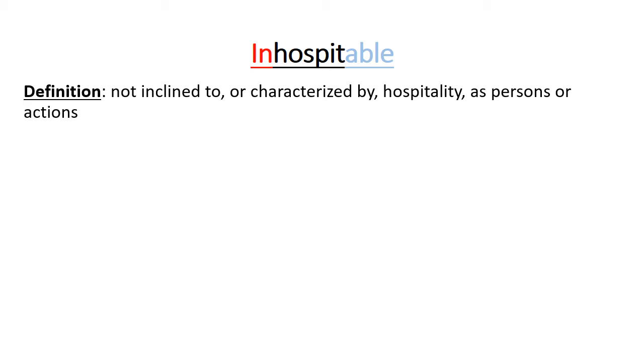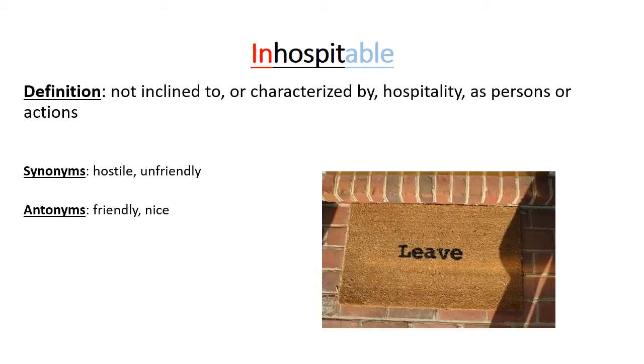So that means that a person might not be thought of as hospitable or friendly, but someone's actions can also be inhospitable. So if I was describing something as inhospitable, I could also say that it is hostile or unfriendly. But if I'm looking for a word that is the opposite of or an antonym of inhospitable, I might describe it as friendly or nice.